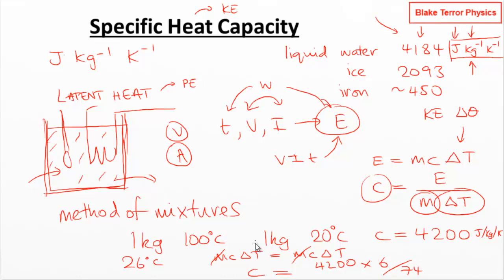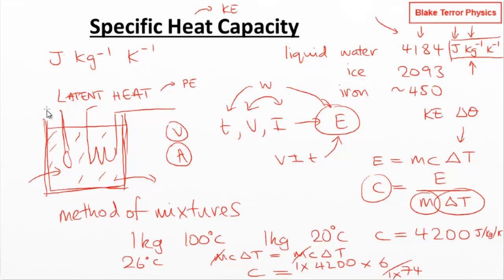If we still have masses involved, you'd have the mass of the water and then the mass of the metal, but we just made those 1 in order to make it simpler. So that's what's going on with method of mixtures, which is another useful way of working out specific heat capacity.